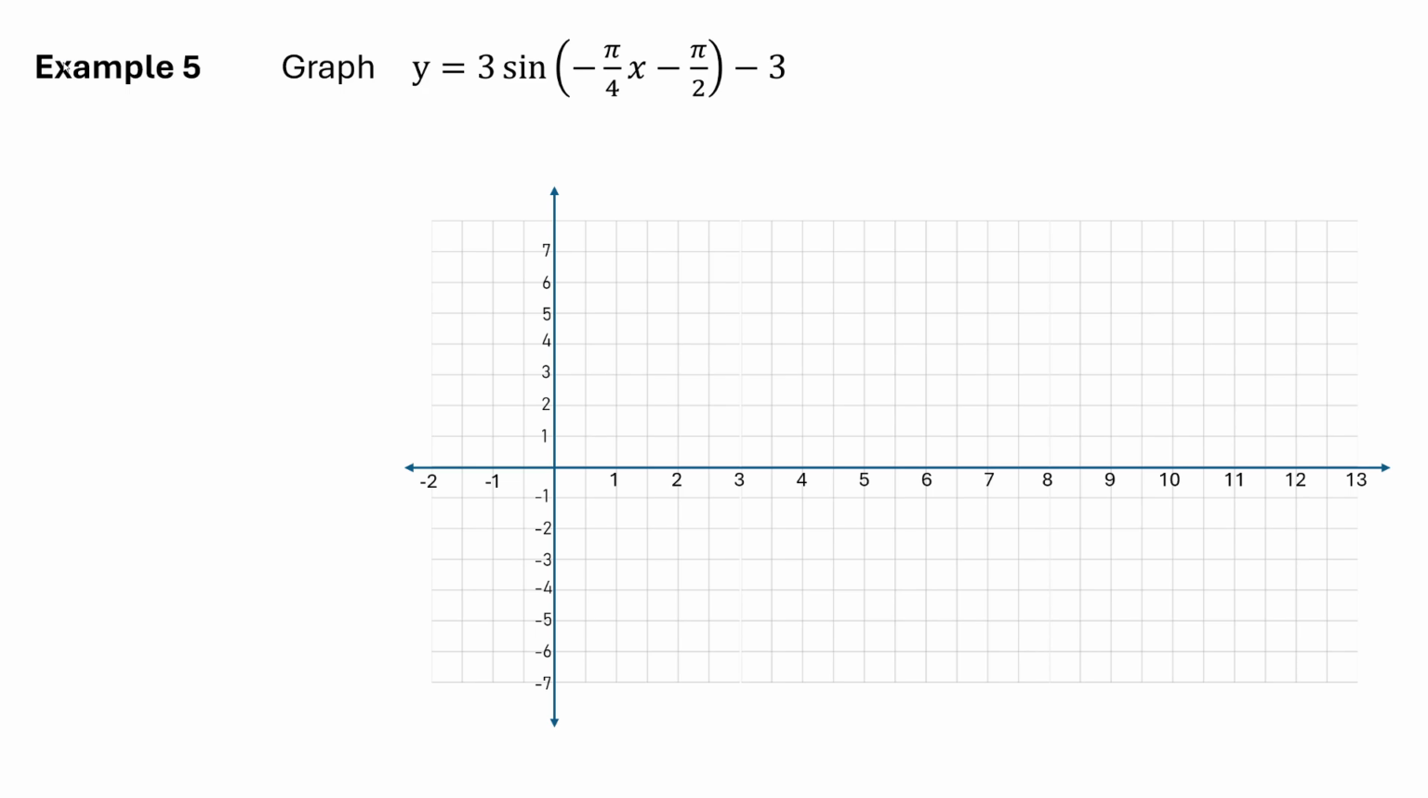Okay, so this is example 5. I'm just going to run through everything you need to do to graph this sinusoid. It has all the things, it has all the issues that you'll have to deal with.